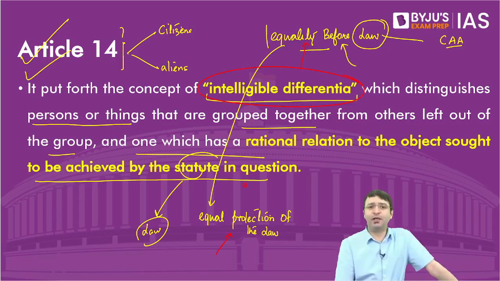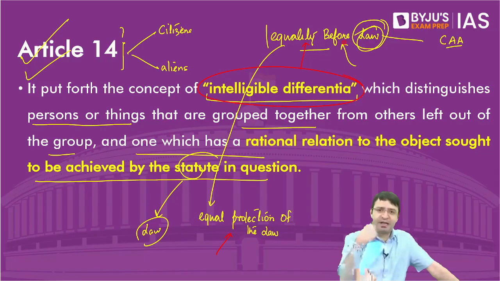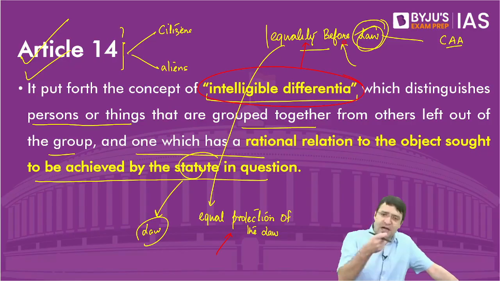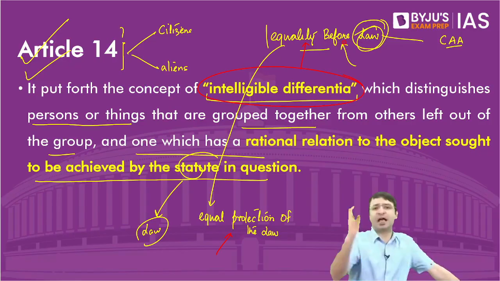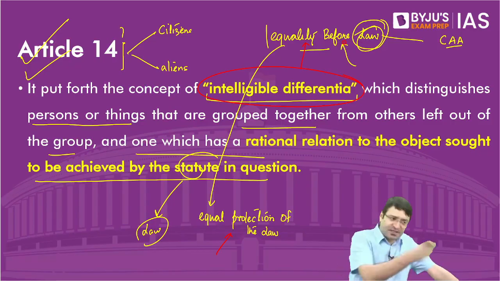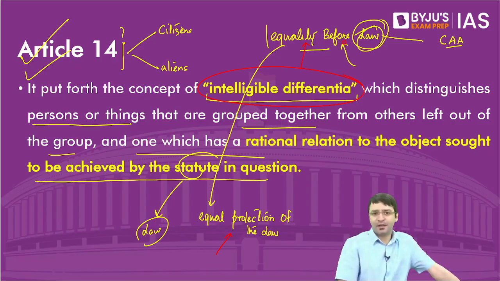Second, protesters said Article 14 is violated. What is Article 14? Equality before law. What is equality before law? Law should treat everybody equally. But CAA 2019 is treating Muslims separately. This is a violation of Article 14. Article 14 is a fundamental right, and this Article 14 is applicable for citizens as well as foreigners. That means citizens as well as aliens. But that's only half of the story.